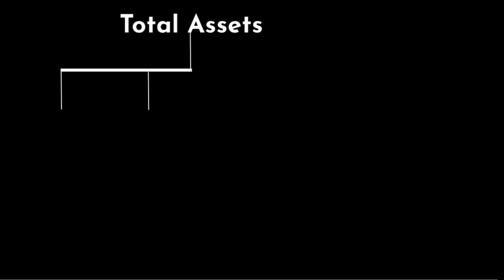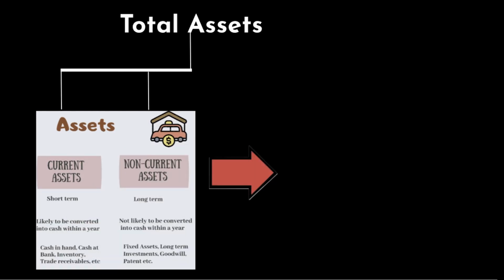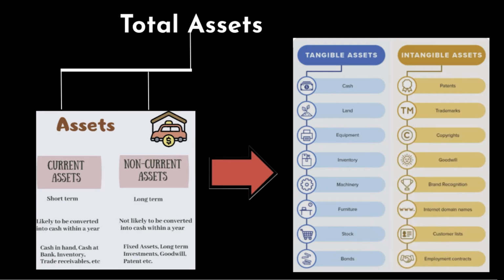Total assets fall under two categories: current assets, which are short-term, likely to be converted into cash within a year, such as cash on hand, cash at the bank, and trade receivables, and non-current assets, which are long-term, not likely to be converted into cash within a year. That will be fixed assets, long-term investments, goodwill, patents. Non-current assets fall under two categories: tangible and intangible. Tangible will be cash, land, equipment, inventory, machinery, furniture, stock, and bonds. Intangible assets are patents, trademarks, copyrights, goodwill, brand recognition.